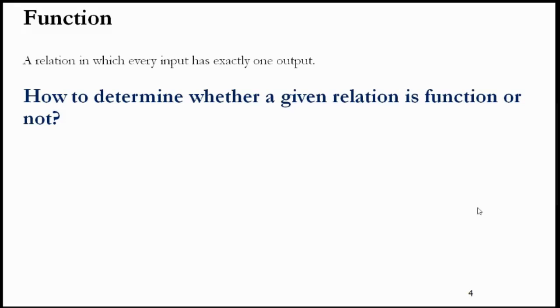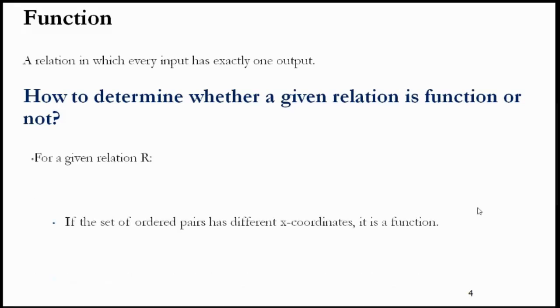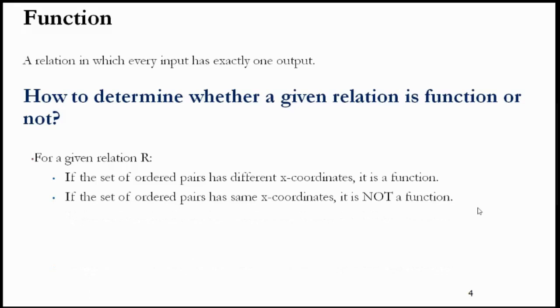So how do we determine whether a given relation is a function or not? You are supposed to remember these two points to classify between relation and function. For a given relation R, if a set of ordered pairs has different x coordinates, then it is a function. That means you have been given a relation in which ordered pairs are there, x y, x y, x y, like that. If I have written ordered pairs like 1, 2, 3, 4, 5, 6, like that.